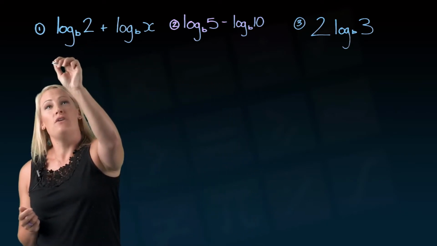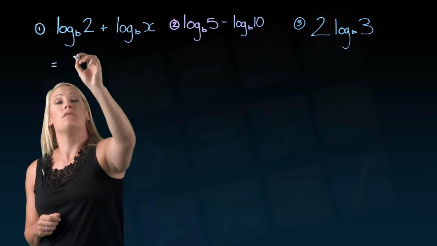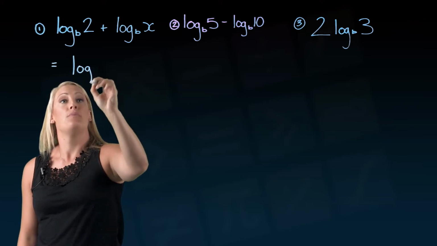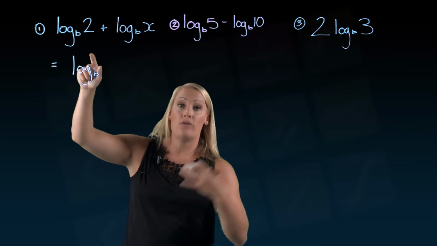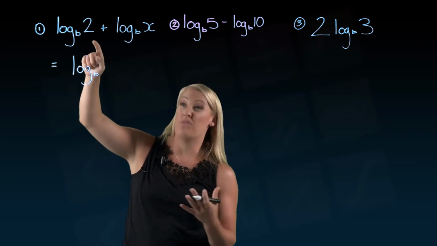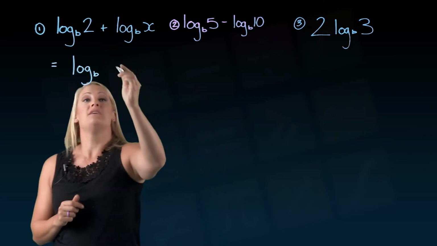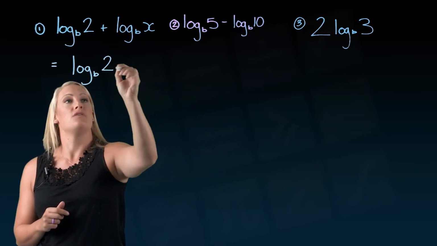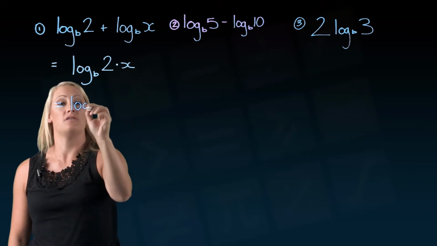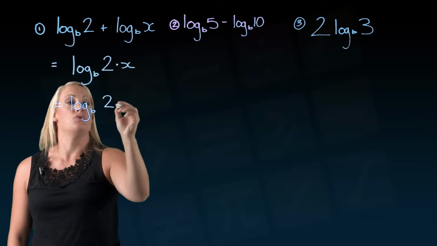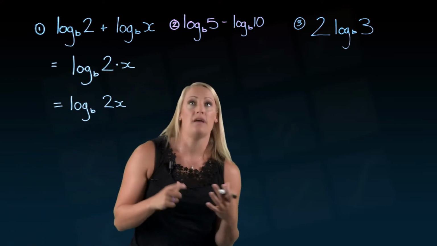So again, hopefully you're comfortable with the rules. If I want to make this into a single logarithm, I'm going to write log base b only once rather than twice. And what you pull from those rules is 2 and x. Instead of adding them together, I'm actually going to multiply them together. So I'm going to do 2 times x. Or, if I want, I could just write that as log base b of 2x. So addition and multiplication go together in that rule.